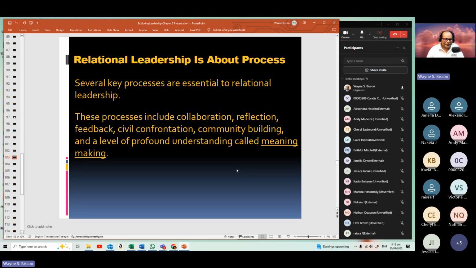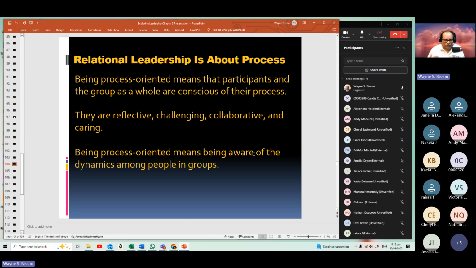All right. These processes include collaboration, reflection, feedback, civil confrontation, meaning you get people to talk to you in a civil manner, but they're telling you things about what's not being done right. Community building, which is working on your ability to work with other folks, and a profound understanding called meaning making, which is it being of an intellectual and emotional importance to you as an individual. So the whole process orientation is going to be one that is reflective, challenging, collaborative, caring.